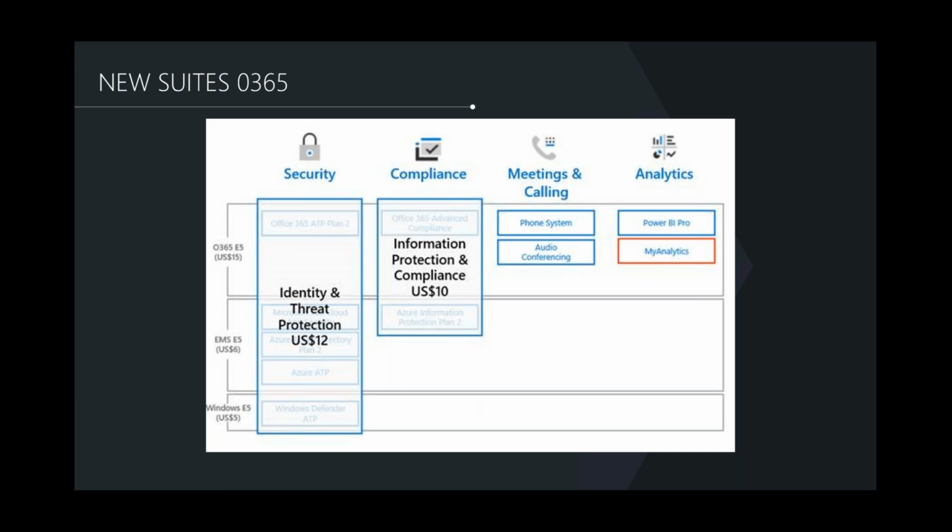I already mentioned customers not seeing the overall value. If you look at Office 365 E5, that includes advanced threat protection, audio conferencing, Power BI Pro, all the individual components. And as you can see, the identity and threat protection suite attempts to cover all the security features from all three offerings. Similarly, information protection and compliance covers the compliance components from all of the E5 offerings. So you've got a horizontal suite as opposed to a vertical suite.